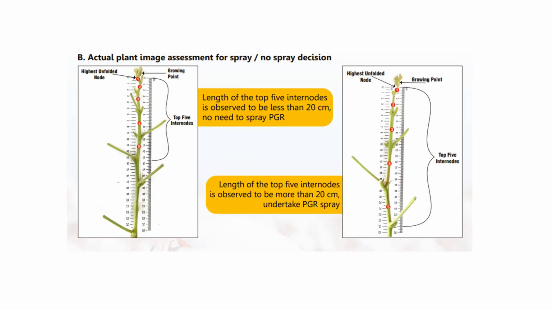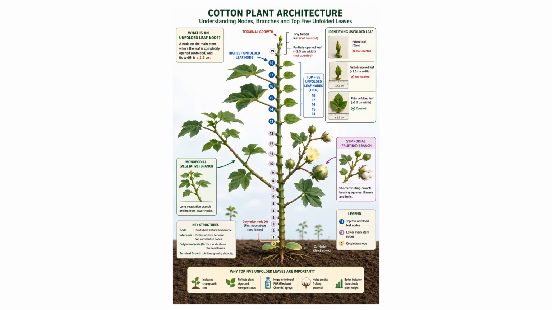So when you have to go for spray, how do you assess that in the field? When you measure the length of the top 5 nodes, if it is less than 20 centimeters, then you are not required to go for application of plant growth regulators. If it is greater than 20 centimeters in the top 5 nodes, then you can go for application of plant growth regulators. So this is the cotton plant architecture.